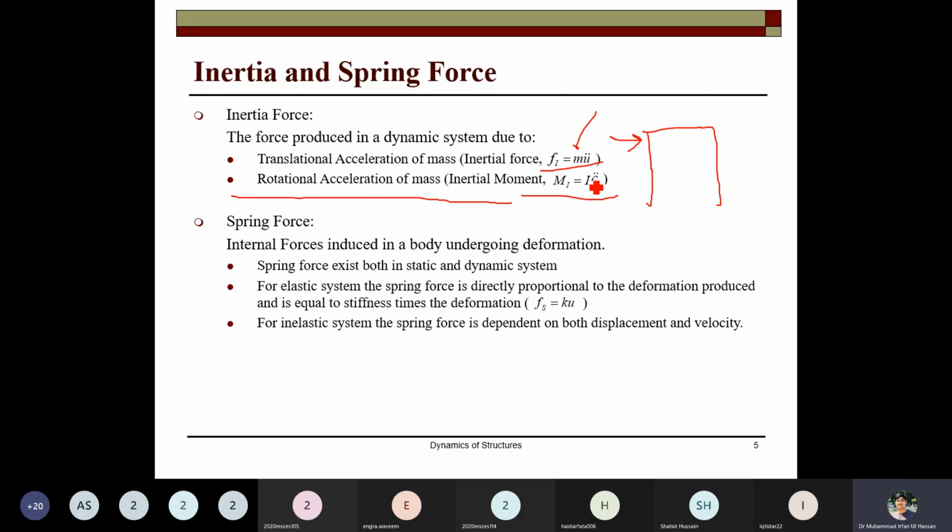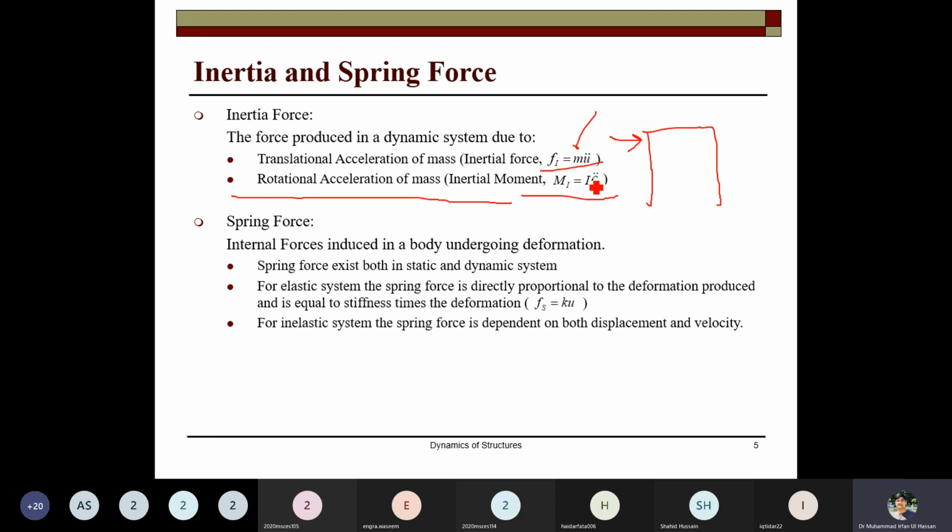Similarly, the spring forces are internal forces induced in a body undergoing deformation. Spring force basically exists both in static and dynamic systems. For an elastic system, the spring force is directly proportional to the deformation produced and is equal to the stiffness times the deformation.